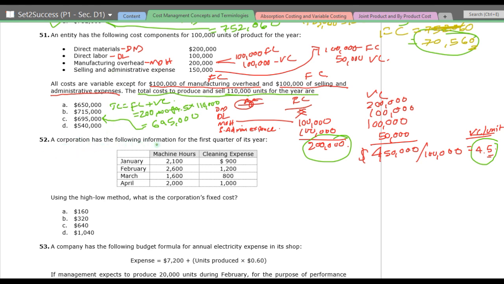a corporation has the following information for the first quarter of its year. We have machine hours, we have cleaning expenses, and using the high-low method.